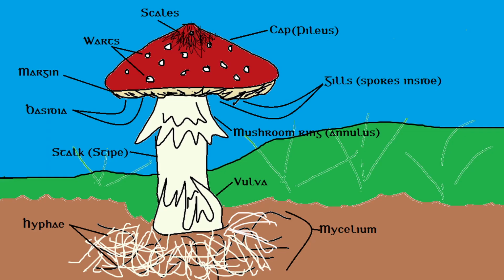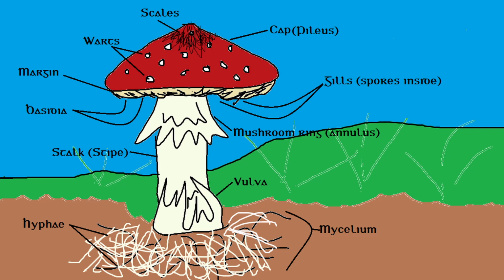Also in the gills are basidia, which are the holders and releasers of the spores. There can be different triggers for spore release depending on the type of mushroom. We'll go over these in a different video, as there are many different interesting processes mushrooms use to reproduce.